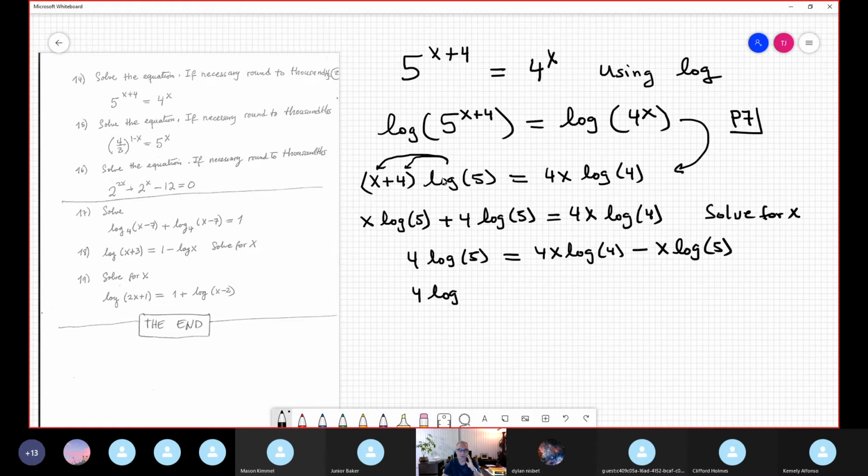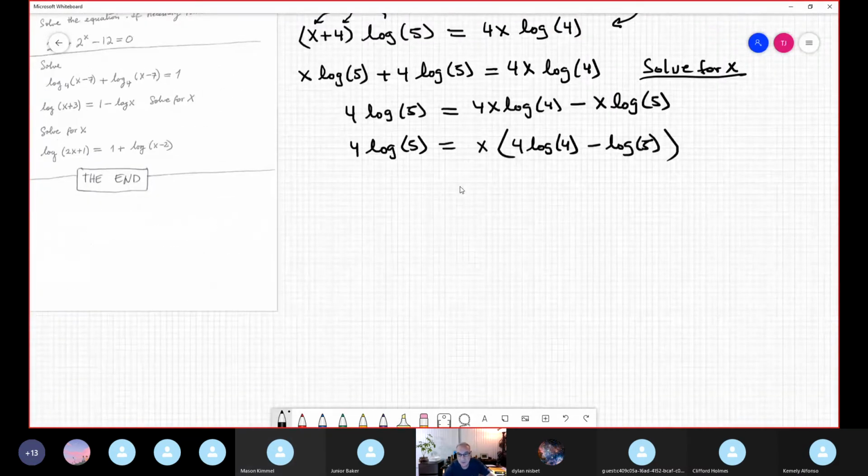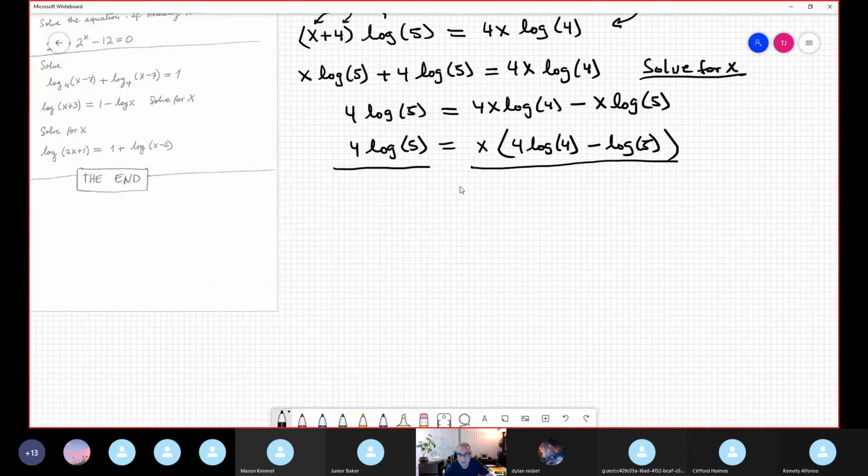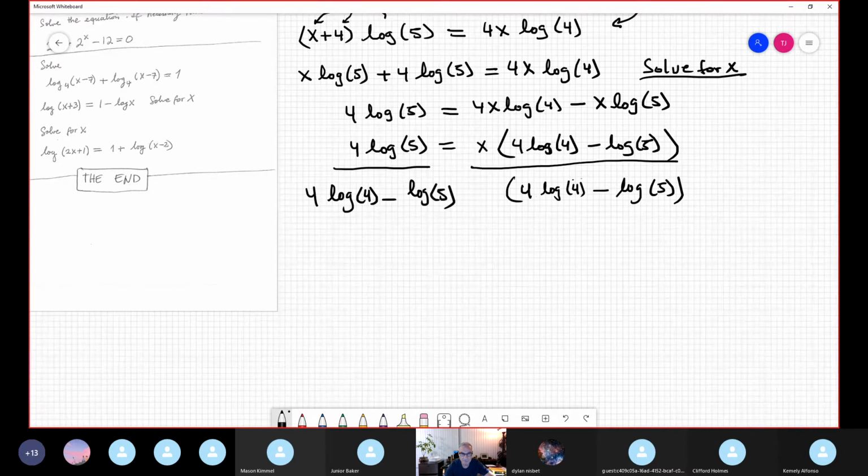And how do you factor out? You factor out x, which is the thing I try to solve, and you have 4 logarithm of 4 minus logarithm of 5. Okay, you want to isolate the x. Well, it's easy. You divide both sides by this number, which is weird, but it's a number. Wait, this is logarithm of 4, it's a mistake, you know. It's a 4 here, not 5. LOG of 4, both sides, minus LOG of 5, both sides.